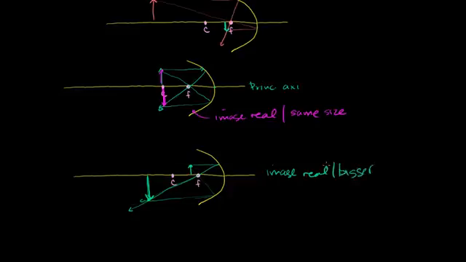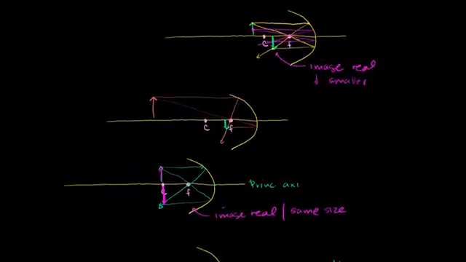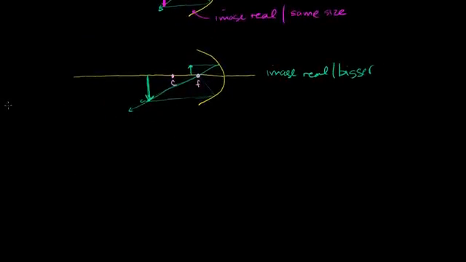Where the image converges is going to be beyond the center of curvature. And you could imagine if this was the object right here, then this would be the image over here if you just traced the lines backwards. So there's kind of a symmetry here between this example and the first one we did up here. Now let's just do a couple more. Let's imagine if the object is actually at the focal point.